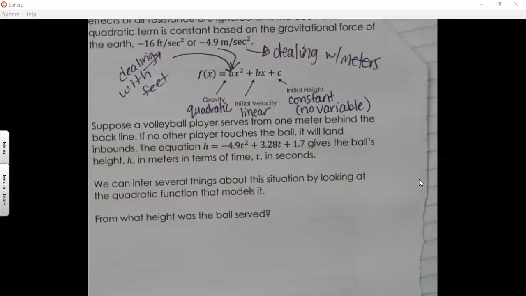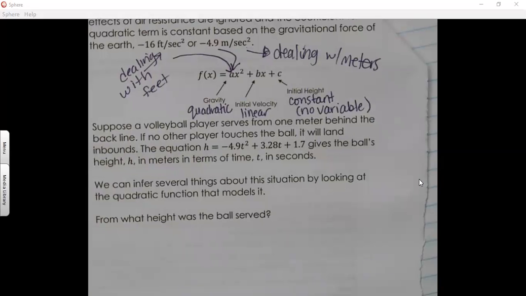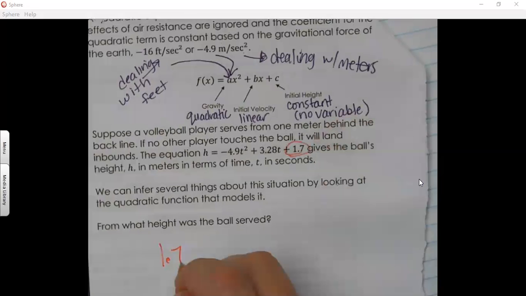Your quadratic term's the gravity, 1.7 meters. The constant is your initial height. So obviously, when you have a volleyball player, they usually don't lay on the ground and serve the ball, right? They're usually standing straight up, holding the ball, and then they serve it. So that initial height was 1.7 meters from the ground, wherever the ball started before they hit it. Okay? So 1.7 meters.